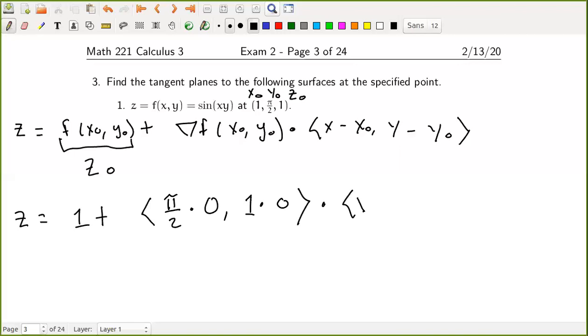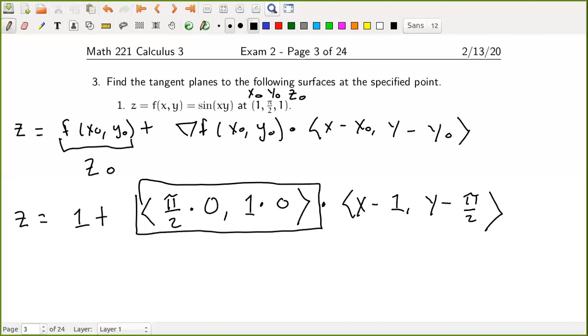dotted with x minus x naught, which is 1, comma, y minus y naught, which is pi over 2. And of course, this right here is just 0 because this is the 0 vector. Since this is the 0 vector, the dot product of this and that is equal to 0. So this is just equal to 1. So in this problem, the tangent plane is very simple. It's just z is equal to 1.